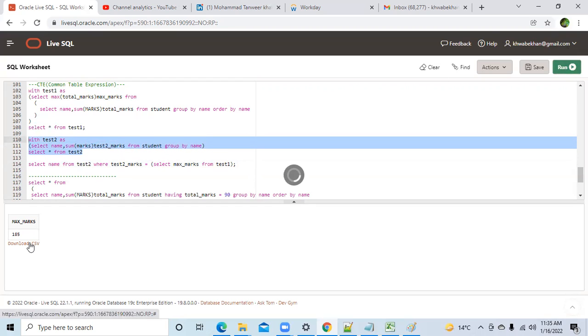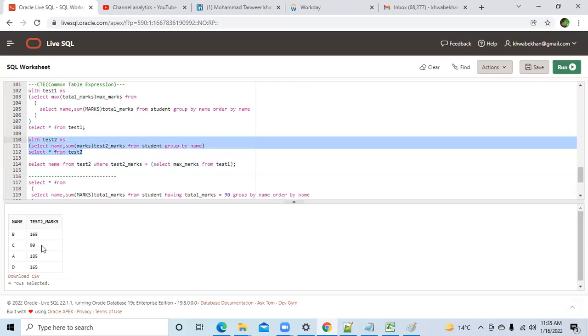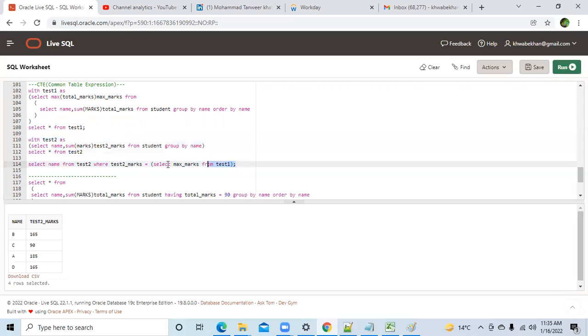So this is test 2. I want the name from test 2, but what condition did I give? That test 2 marks is equal to which marks? The maximum marks from the test 1 bucket. And in the test 1 bucket, we know that we have the maximum marks. Correct? So this is your query.